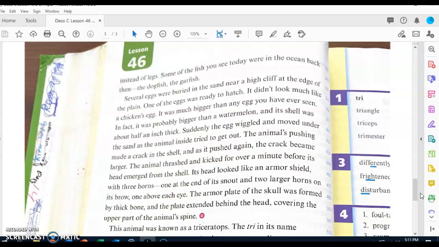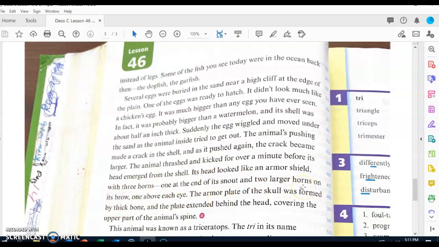Suddenly, the egg wiggled and moved under the sand as the animal inside tried to get out. The animal's pushing made a crack in the shell, and as it pushed again, the crack became larger. The animal thrashed and kicked for over a minute before its head emerged from the shell. Its head looked like an armor shield with 3 horns, one at the end of its snout, and 2 larger horns on its brow, one above each eye.